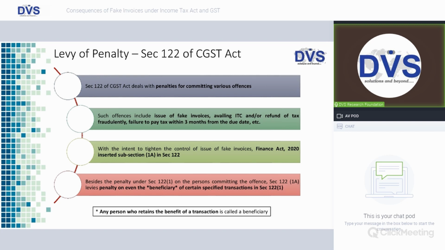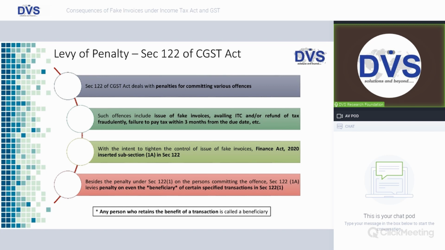With the intent to tighten control on the issue of fake invoices, the Finance Act inserted sub-section 1A in section 122. Besides the penalty under section 122 on the persons committing the offence, section 122(1A) levies penalty on even the beneficiary of certain specified transactions in section 122(1). Section 122(1) levies penalty if a person has issued fake invoices, or availed any ITC in a wrong or fraudulent fashion, or collected the tax but has not paid it within 3 months. So this was for the person who is actually doing the offense.